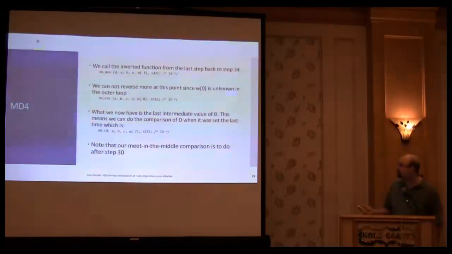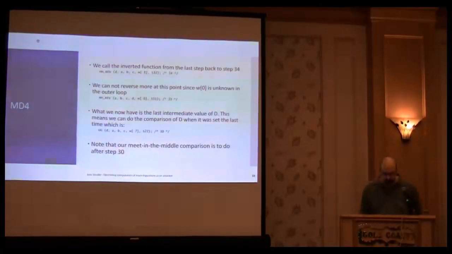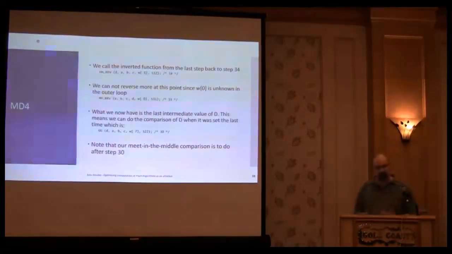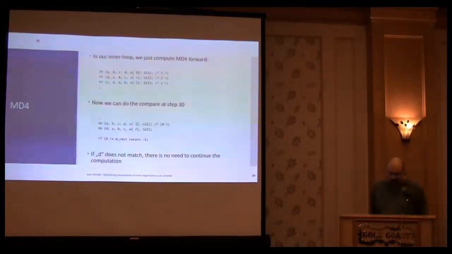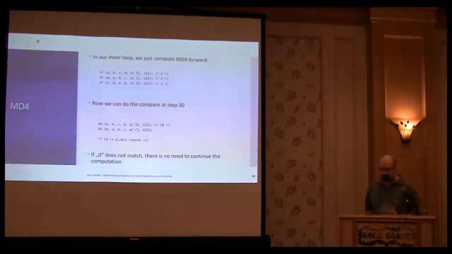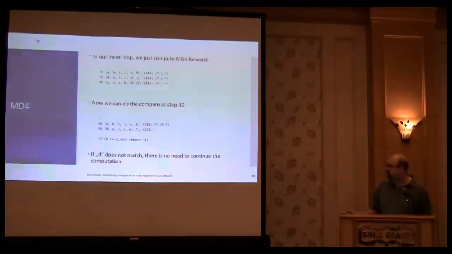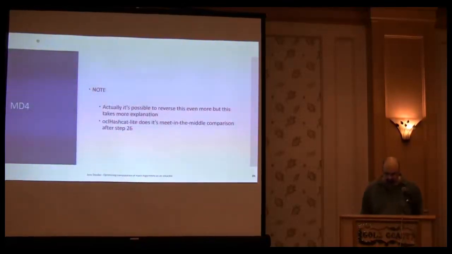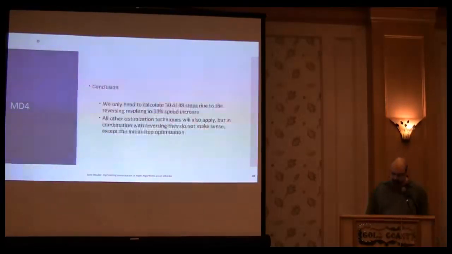So we have the last intermediate value of d, so we can compare at the position where d was changed the last time. So the meet-in-the-middle comparison is after step 30. In the inner loop, we just compute forward, and at step 30, like with an early exit, you return the bit of no match. So a 33 percent speed increase is not bad.